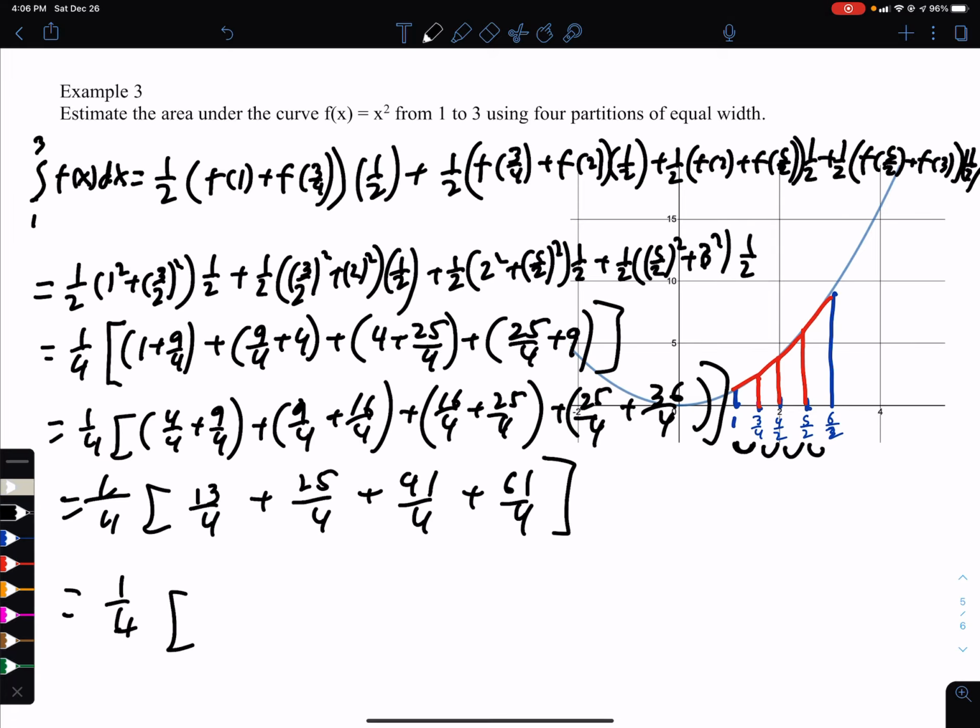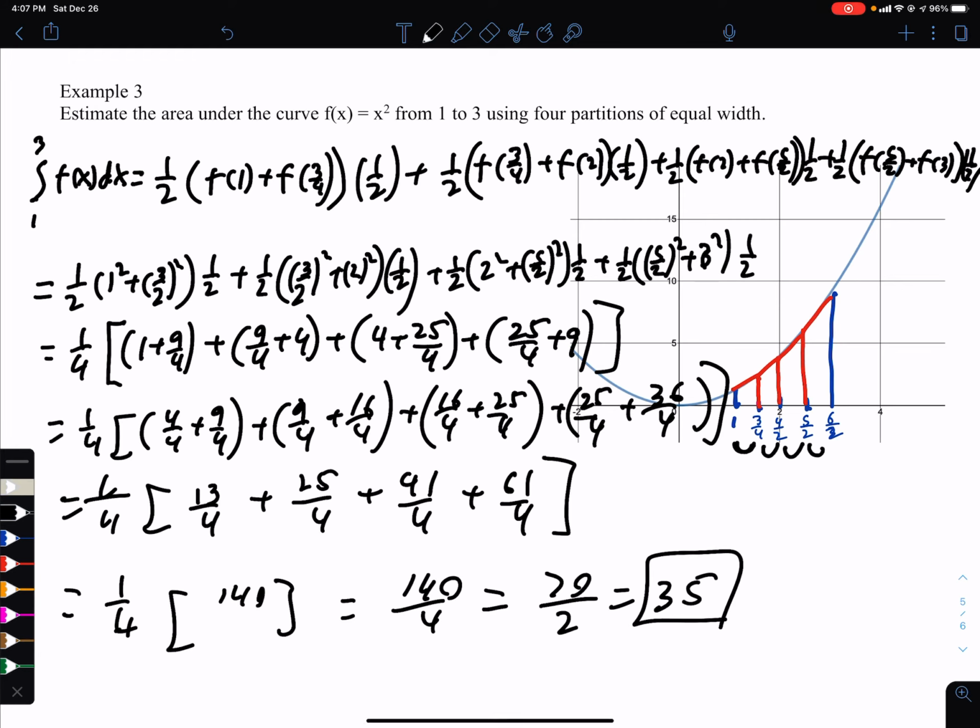Can I add these? Let's see. That's 102, 107, 127, 130, 140. Equals 140 over 4. That's going to be 70 over 2. 35? Is that right?